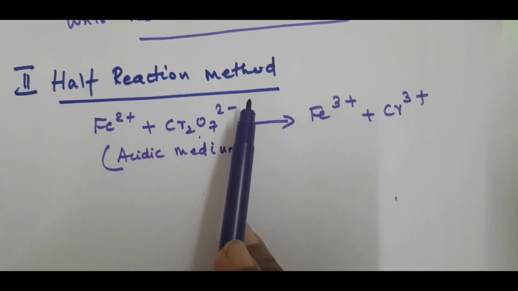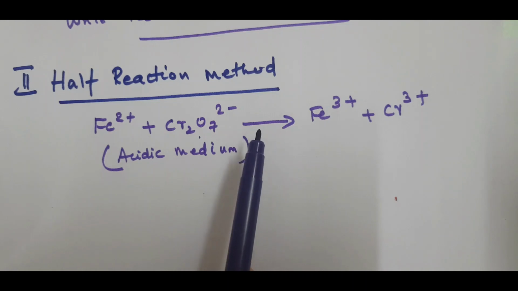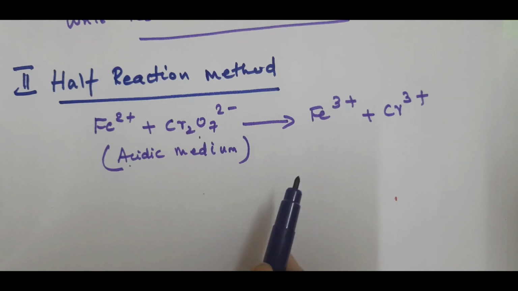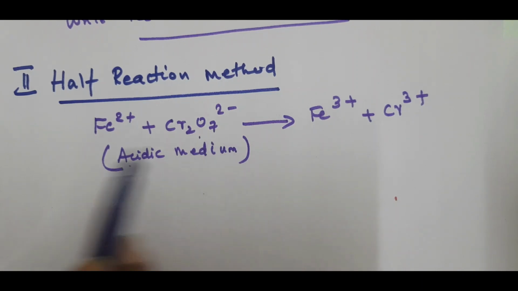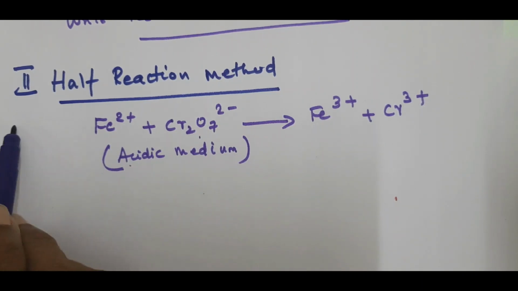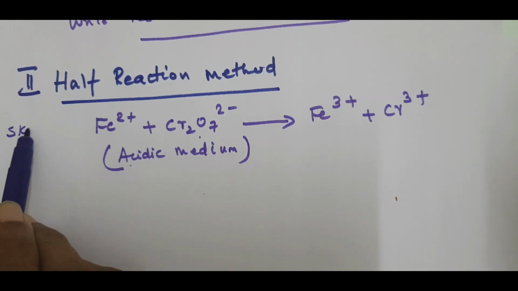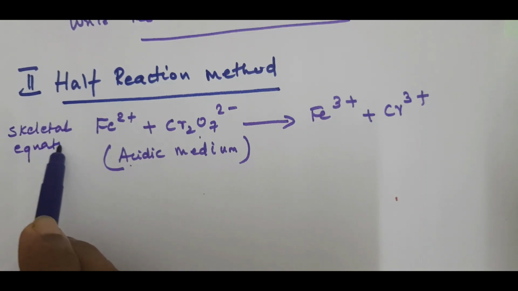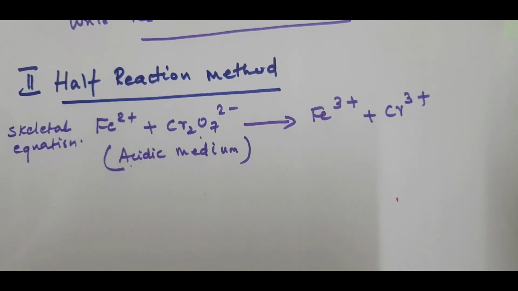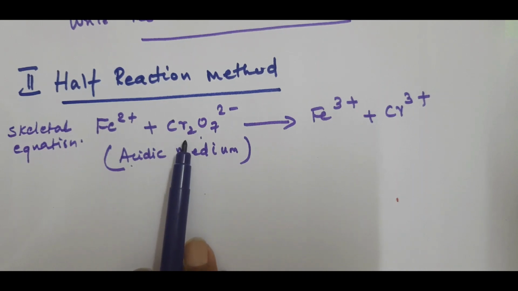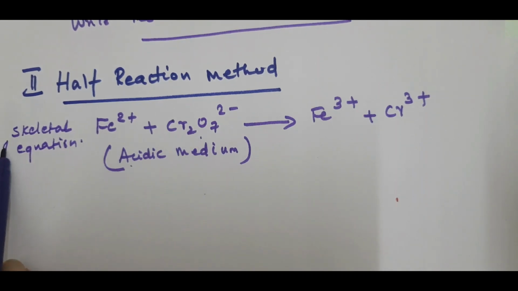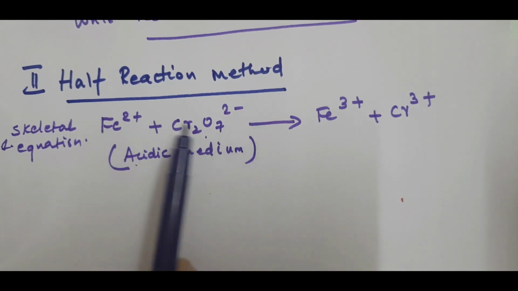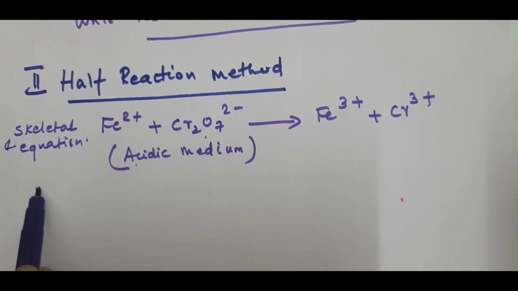So now in this numerical, I am straight away giving you the ionic equation, and the hint is acidic medium. So this is the skeletal equation, what we wrote in the last numerical. Skeletal equation means unbalanced equation, right? Unbalanced equation. Correct. Now the second step, this was the first step, the skeletal step. Then the second step is to separate this equation into half reactions. That is our main thing.